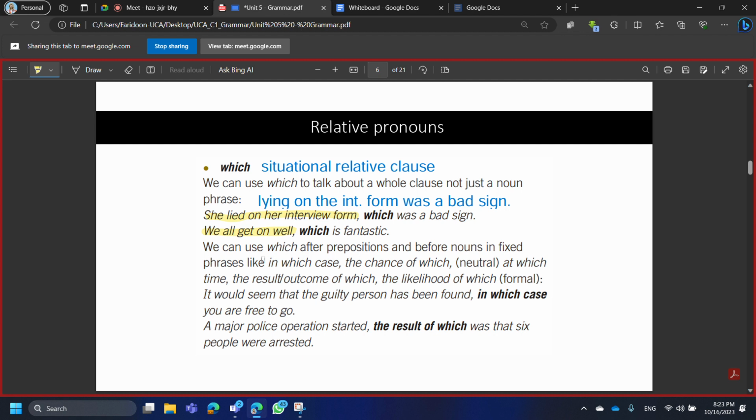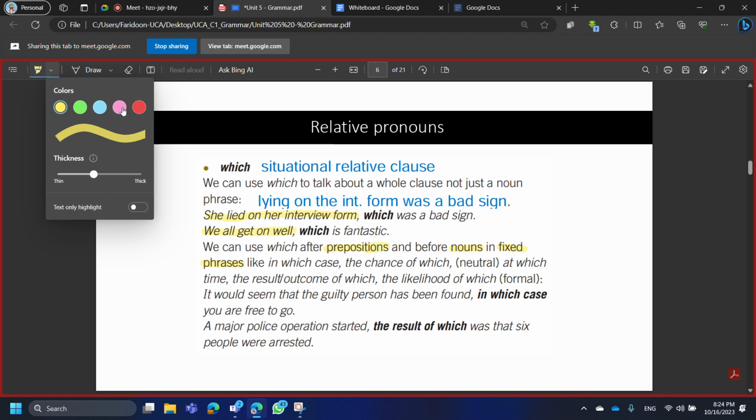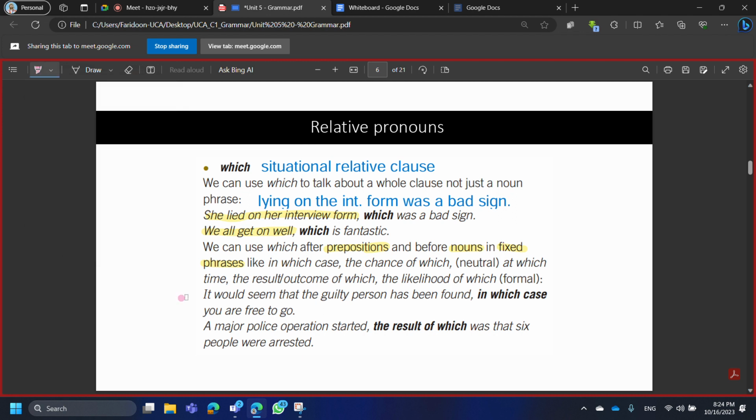We also have another point in here. It says that we can use which after prepositions and before nouns. But every time? Not really. We mostly use them in fixed expressions, or fixed phrases. These fixed phrases need memorization, so you have to memorize them. That's the best way to do it. Just memorize them and you can make many, many more sentences once you get the hang of it. So what do I mean?